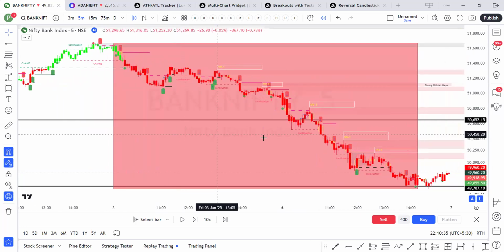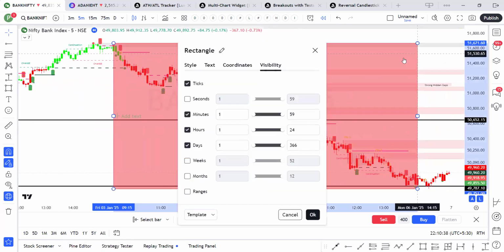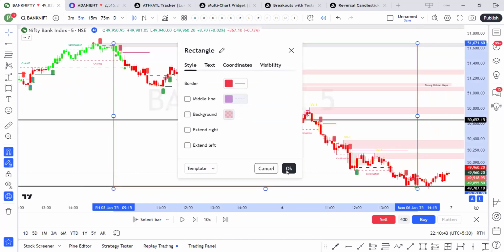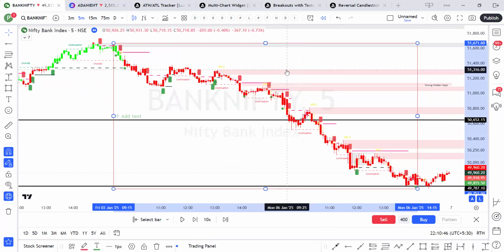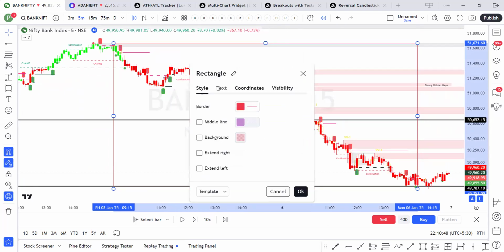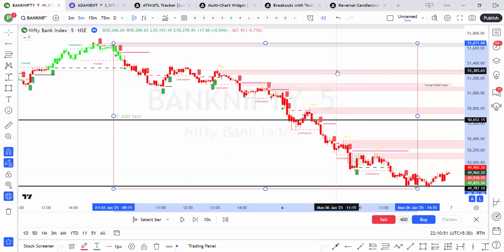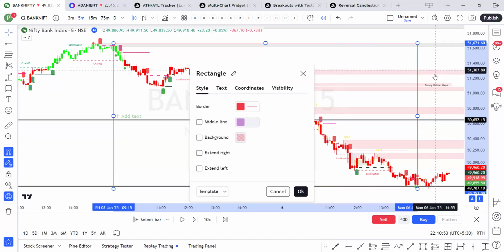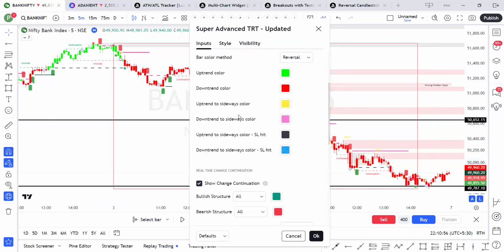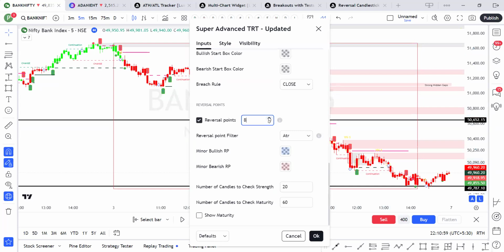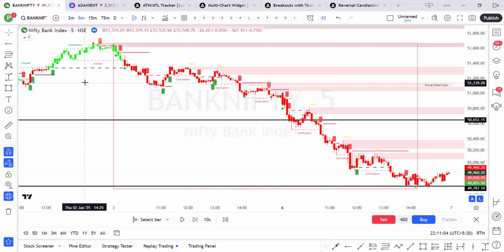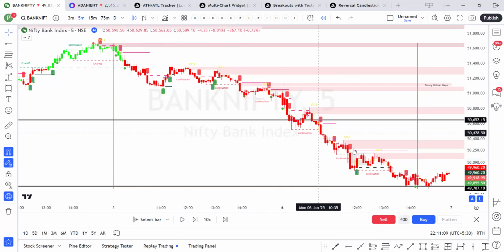On 5-minute chart, if we check, do we have any selling opportunity on retracement? So we are seeing late. Late means 6, 7, 8. We are checking in this red box.